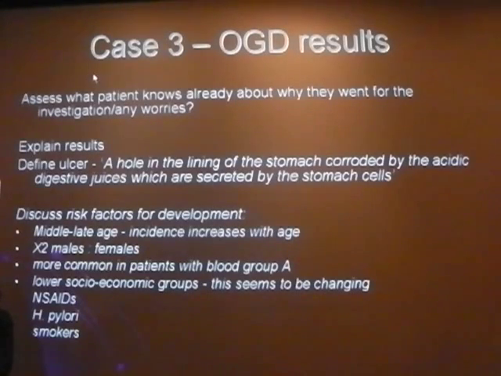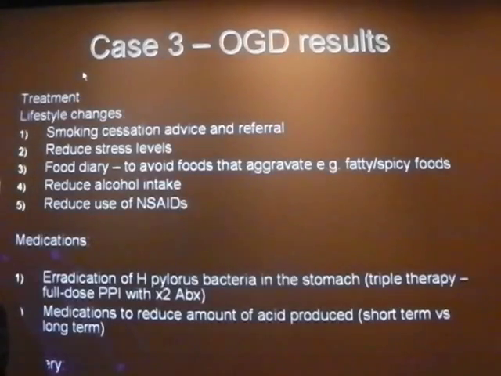So again, you define what the ulcer is and what the results showed and what H. pylori is, and then you just do the same framework. You discuss risk factors for the development of the ulcer. So middle to late age, the incidence tends to increase with age, and it's more common in males than females, and more common in patients with blood group A. You might not explain this in the counselling scenario because they won't know what you're talking about, just a side note. It's high risk in people who smoke, have H. pylori in the stomach, and with high use of NSAIDs. The patient probably isn't going to know what NSAIDs are, so again, explain that in more basic language. And then you do treatment options.